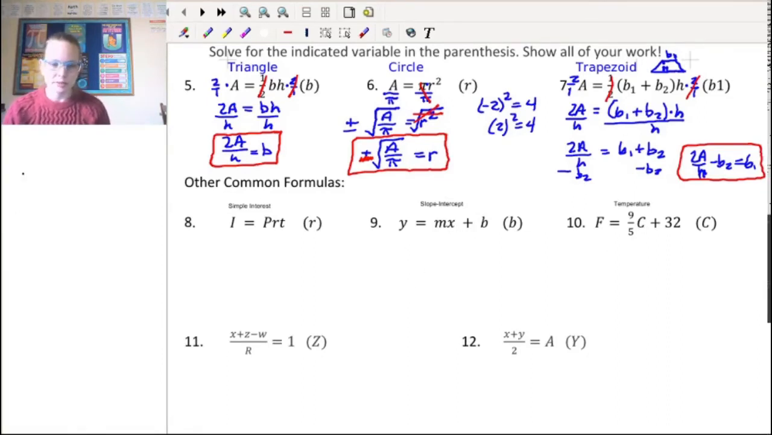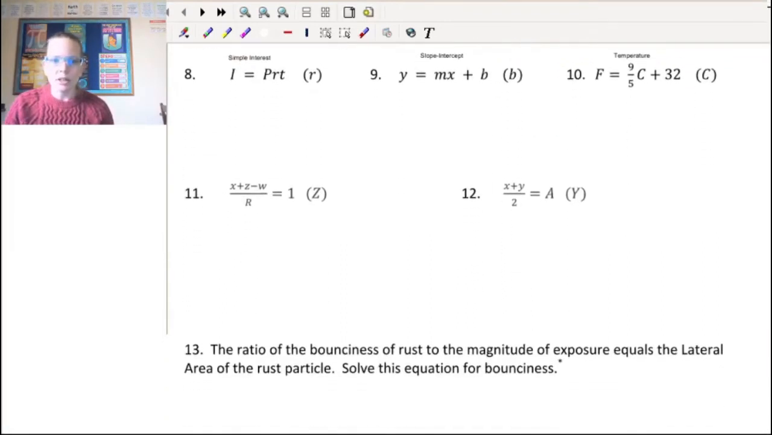All right, couple more. These are some other common formulas. We got the simple interest formula, we got the slope intercept form, we got the temperature formula. Why don't you go ahead and try numbers 8 and 9 on your own, and then come back and watch the solution.